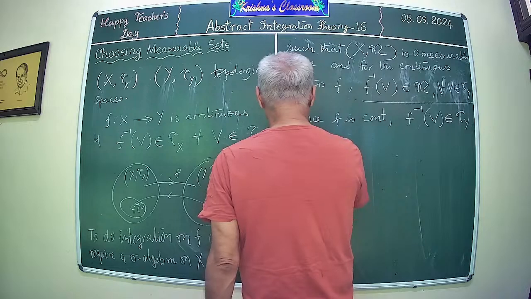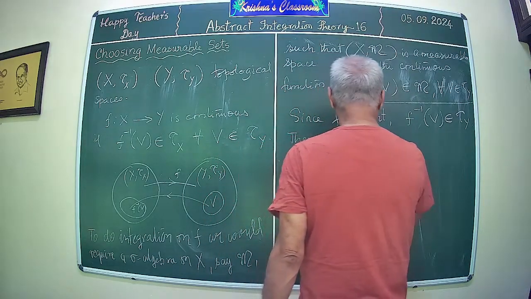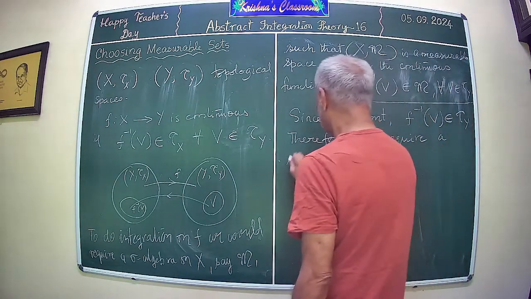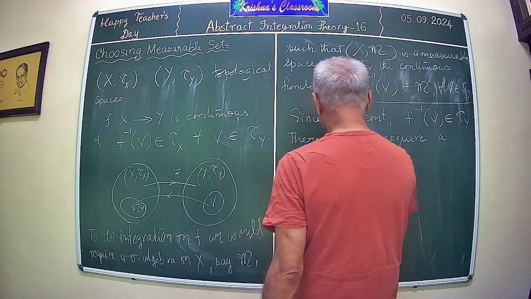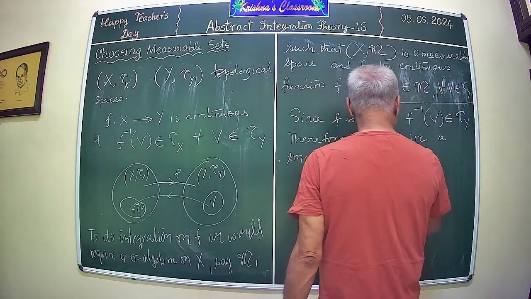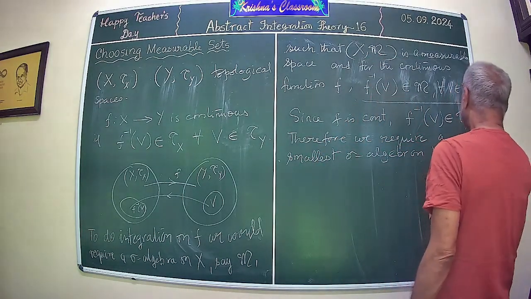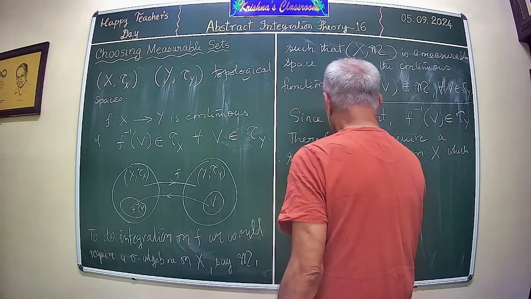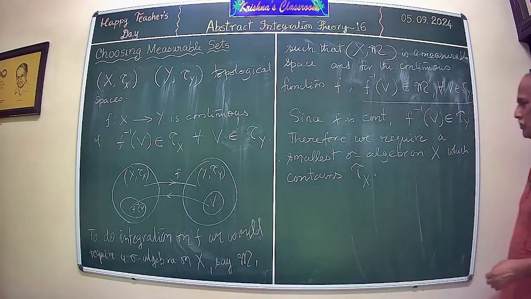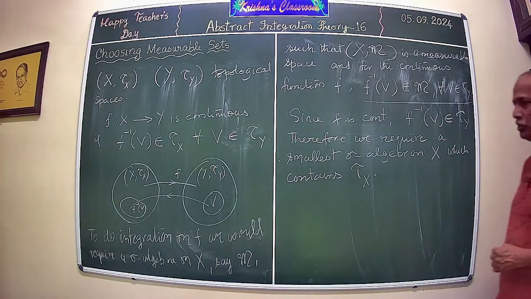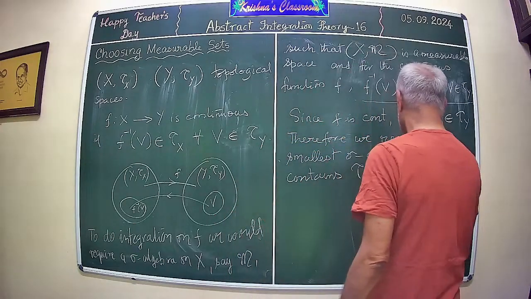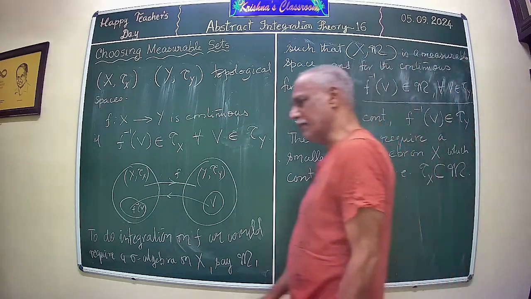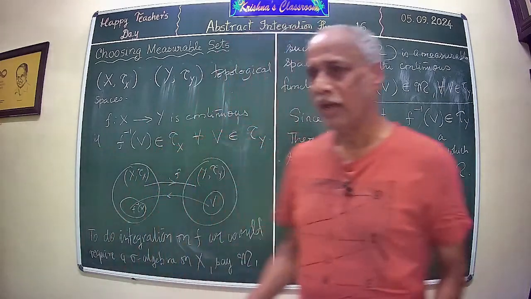Therefore we require the smallest sigma algebra on X which contains tau X. So tau X should be a subcollection of M. That is, every element of tau X should be an element of M. And how do we get that?